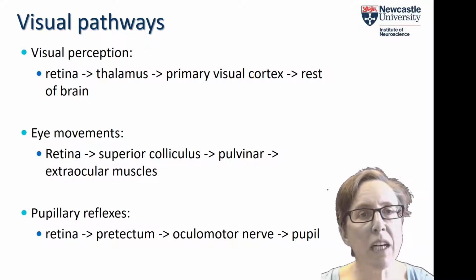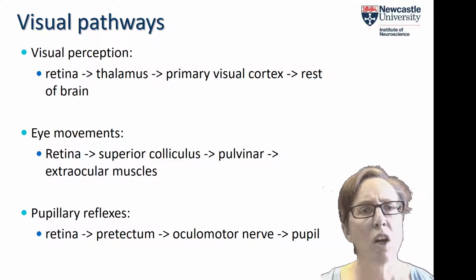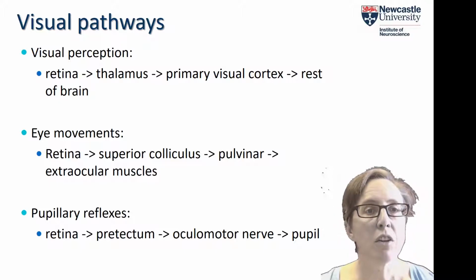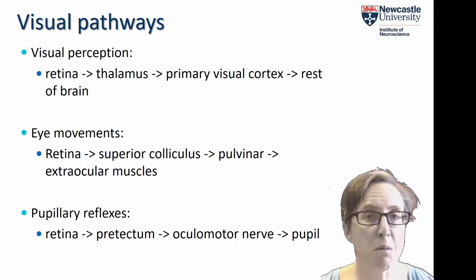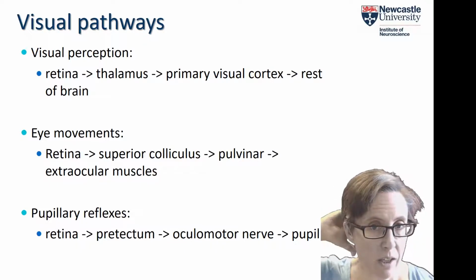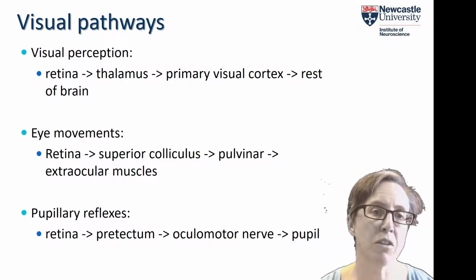Okay, so I'm going to begin by describing three important visual pathways that happen within our visual system. For visual perception, the dominant pathway is the one that goes from our retina to our thalamus in the middle of the brain, to primary visual cortex at the back of your head, and then on to the rest of the brain for further visual processing.